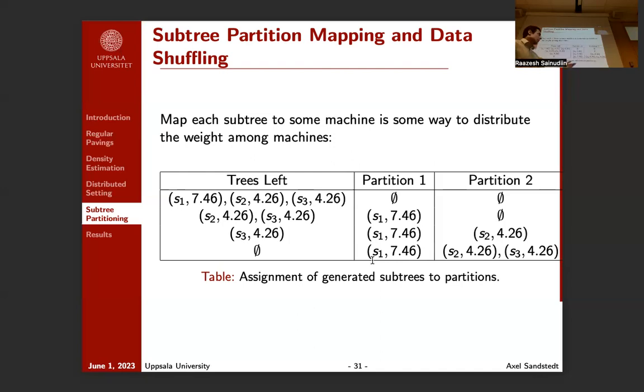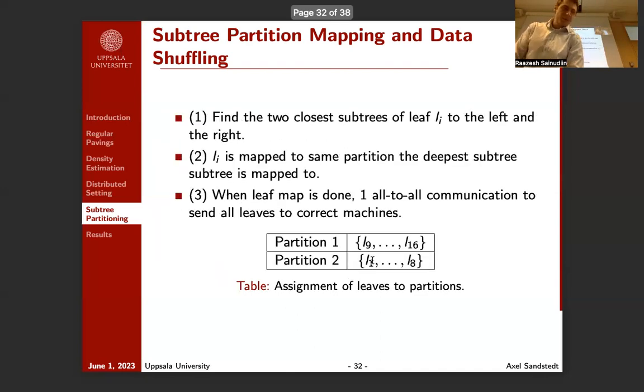And you can prove how well this actually distributes the weights in comparison to the optimal solution. Now, we have assigned our subtrees to the partitions. Now we want to actually map every leaf in our original sample to some partition.